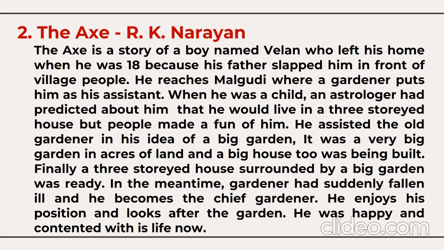When he was a child, an astrologer had predicted that he would live in a 3 storied house, but people made fun of him. He assisted the old gardener in his idea of a big garden. It was a very big garden, acres of land, and a big house too was being built. Finally, a 3 storied house surrounded by a big garden was ready. In the meantime, the gardener had suddenly fallen ill, and Velen has become his chief gardener.